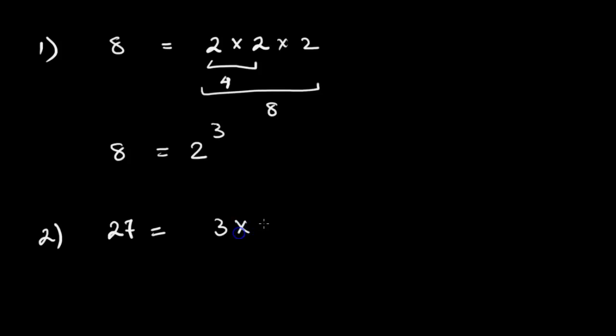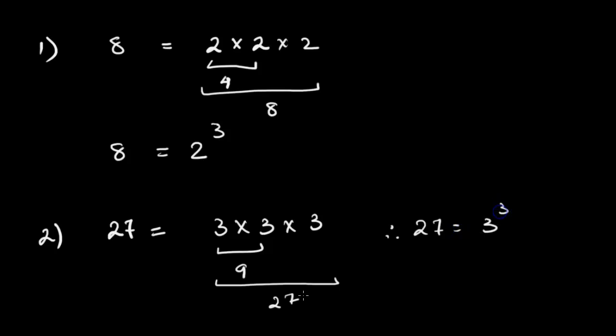If we multiply 3 with itself, we get a 9. When we multiply it further, 9 times 3 is 27. Therefore, 27 can be written as 3 to the power of 3. And this is how we write numbers in the form of exponents. And the method that we use in this case is called the trial and error method.